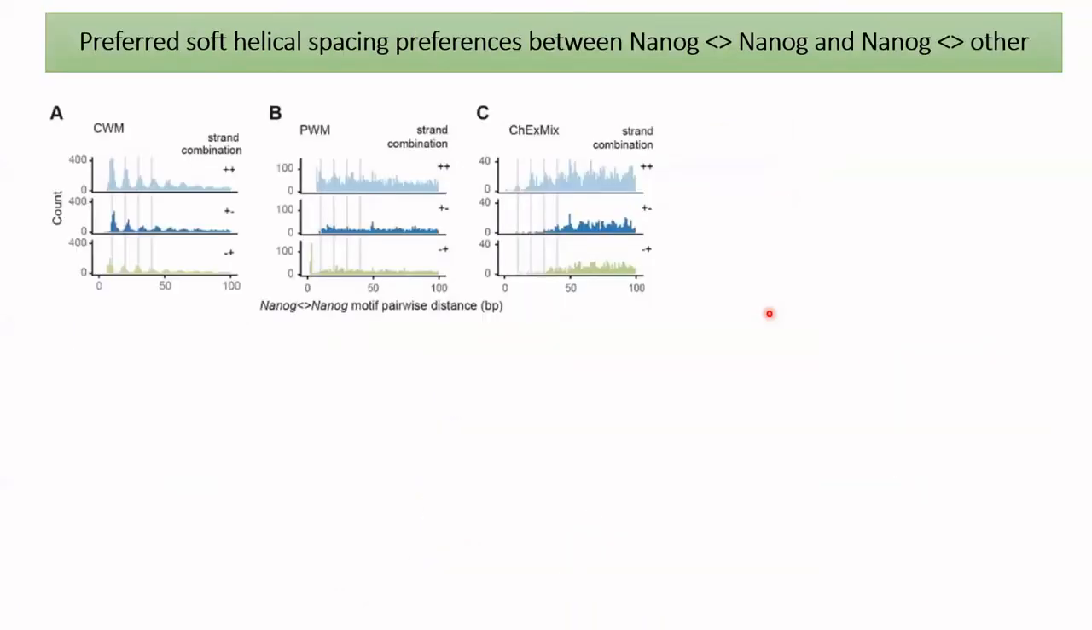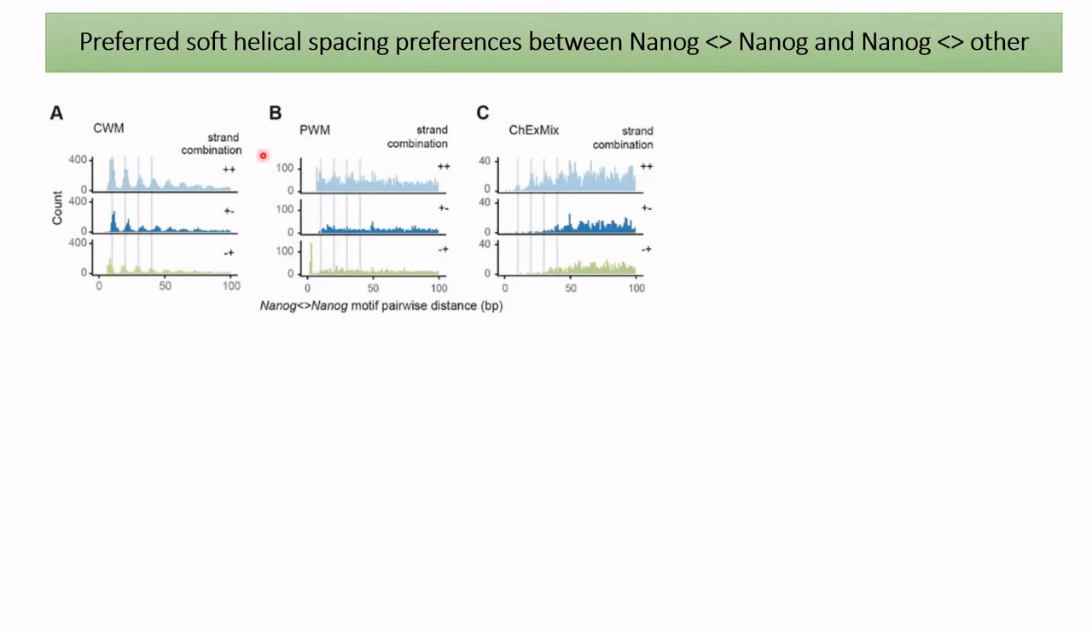So what we decided to look at next is the preferred spacing between Nanog and other TFs, including itself. Because one hypothesis we had is that this 10.5 base pair periodic flanking sequence that we see may also be reflected in the actual arrangements of the Nanog motifs next to each other, as well as Nanog with other transcription factors. And in fact, that's exactly what we see.